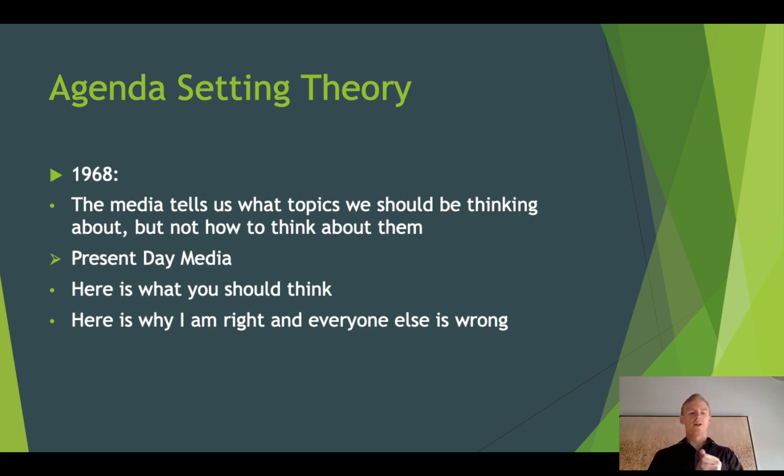When this theory was developed, what it said was the media tells us what topics we should be thinking about. So political hot button issues, the media would say, we should be thinking about abortion. We should be thinking about illegal immigration. We should be thinking about free speech. We should be thinking about the Second Amendment. And the media would just leave it there. It'd say, hey, public, you need to think about these topics. So it wouldn't tell you how to think about them.